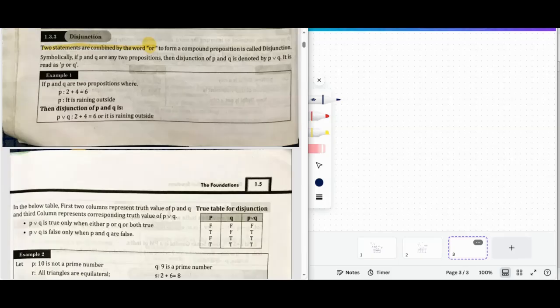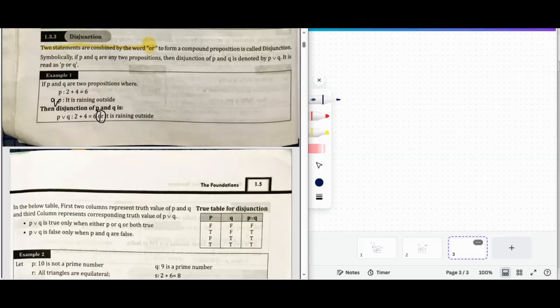So P is given as 2 plus 4 is 6 and Q is given as it is raining outside. I want to join both statements by using "or". So P or Q will be: 2 plus 4 is 6 or it is raining outside. So we are using "or" here to connect both statements, so it is called a disjunction.